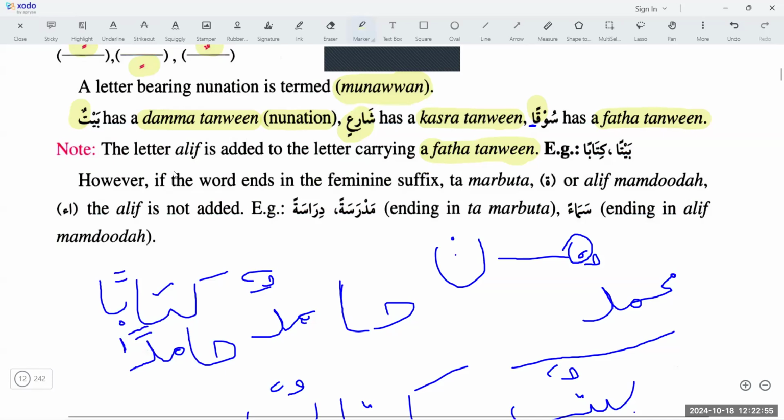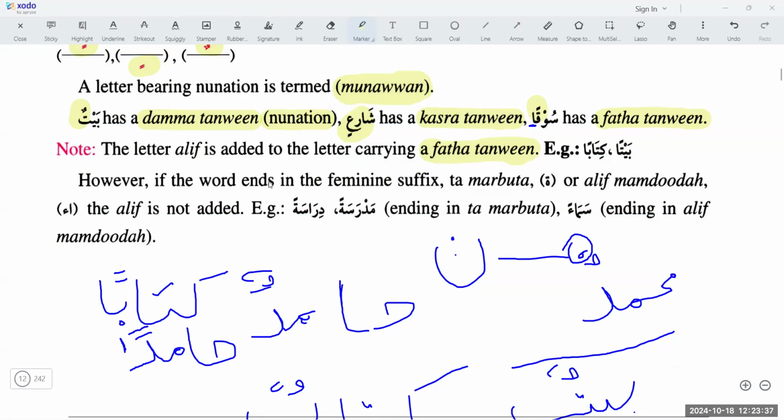Yes, Assalamu alaikum, Muallim. I have a question. Why do we add an extra alif here? It doesn't have any meaning. We just put it when it is mansub, and we will learn it when we reach the lesson. There is no change in the meaning. Okay, Jazakallah khairan.